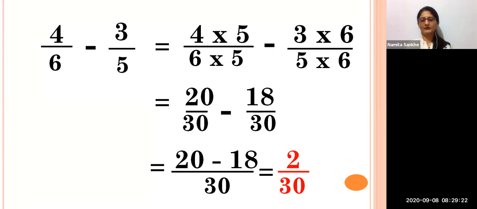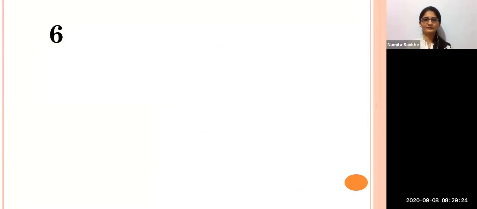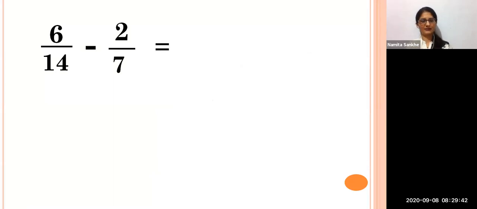So now let us have one more example based on subtraction. Now it is 6 upon 14 minus 2 upon 7. 6 upon 14 minus 2 upon 7 is equal to. Now you tell me.